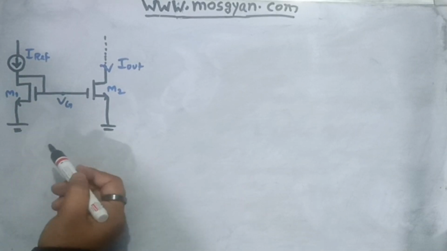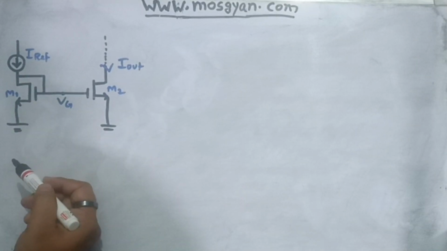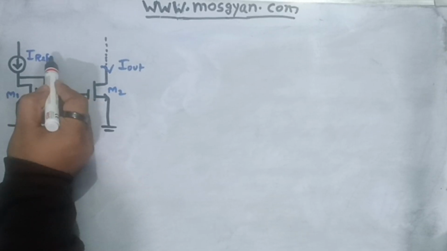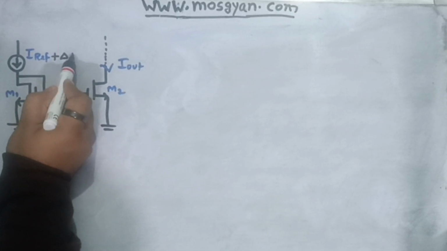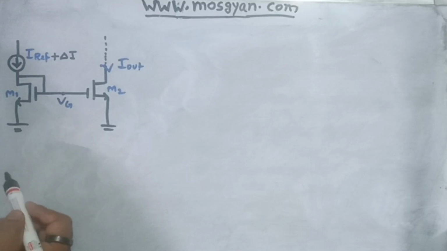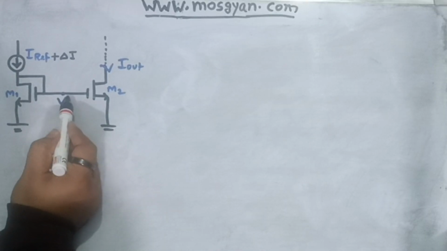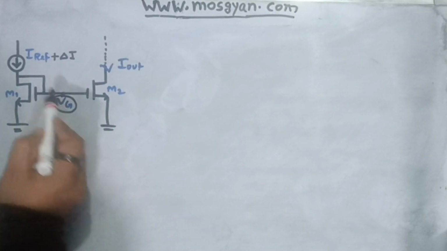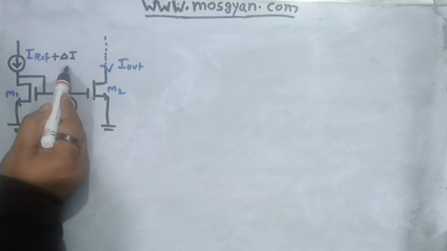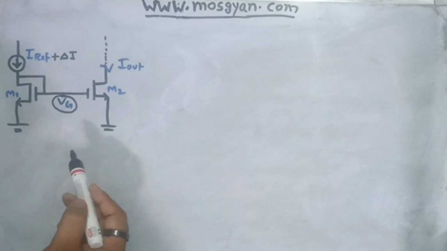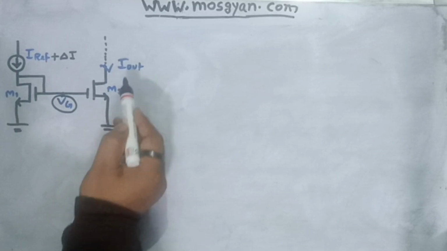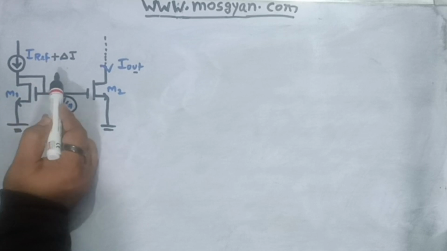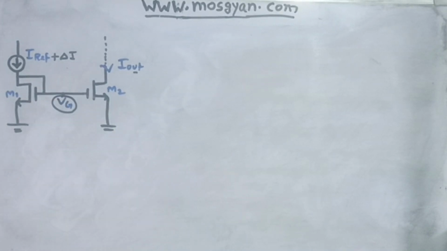So in this current mirror circuit, if I ask you, let's say I change this I reference value from I reference to delta I, then how long will it take for this gate node to settle its gate potential because of this change which we are making in I reference, and then how long will it take for the output current to adjust itself due to the reference current change.